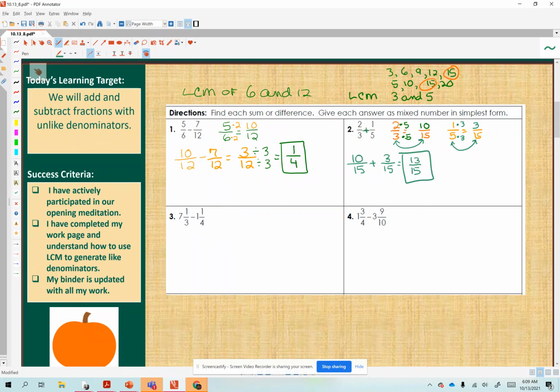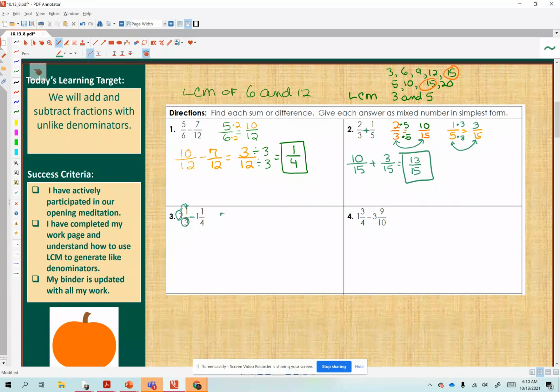Now for number 3, we've got quite a bit of work to do. We've got to convert these mixed numbers to improper fractions. So let's be reminded of how we do that. And after we do that, we will subtract. So we're going to multiply the denominator by the whole number and then add the numerator.